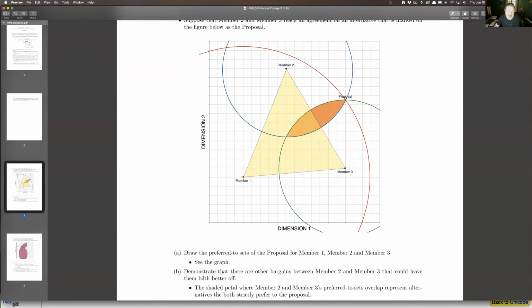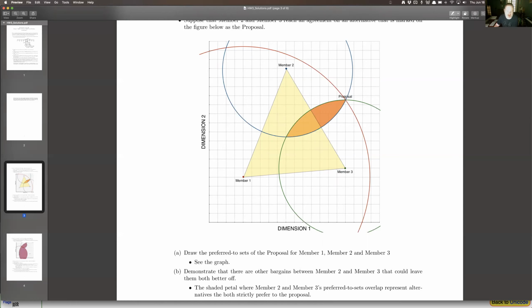Part B says, demonstrate that there are other bargains besides the proposal that member 2 and 3 could make that would leave them both better off. So in other words, is there anything in both of their preferred-to sets when we're considering the proposal? All right, so this is member 2's preferred-to set for the proposal. This is member 3's preferred-to set for the proposal. Actually, it's their indifference curve, and everything inside the indifference curve is the preferred-to set. Let me be precise there. And we see there's lots of overlap here. There are lots of things they both prefer to the proposal.